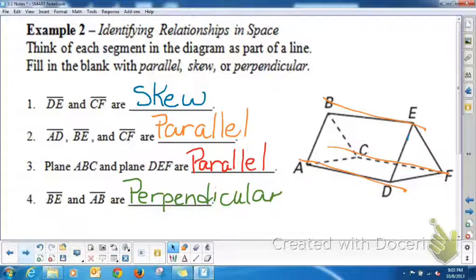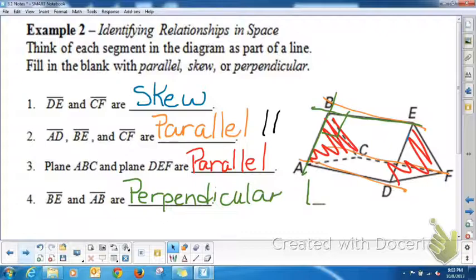And remember, the symbol for parallel lines is like this, kind of like the two L's that are in parallel. If you said that plane ABC and plane DEF are parallel, that's true. And again, the symbol for parallel is like the two L's in the word parallel. And then lastly, if you said that segment BE and AB were perpendicular, you were right. And we've already learned that perpendicular lines intersect to form a right angle. Symbol for perpendicular is like an upside down capital T.